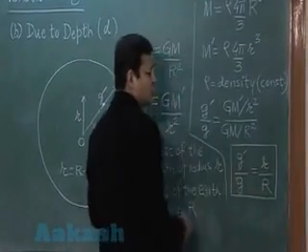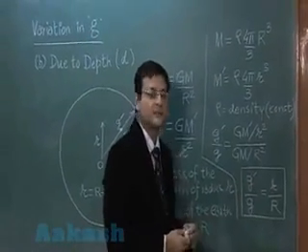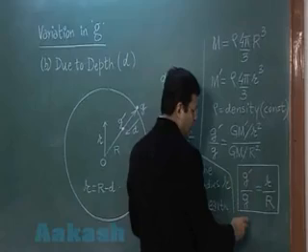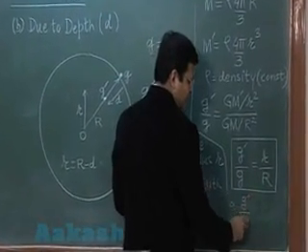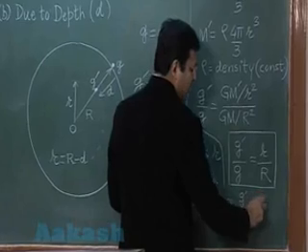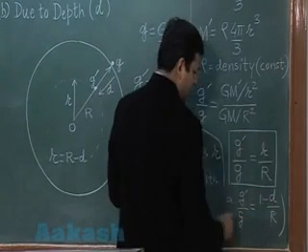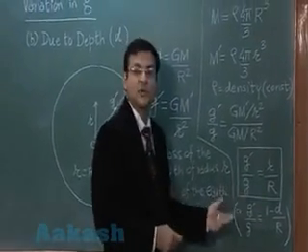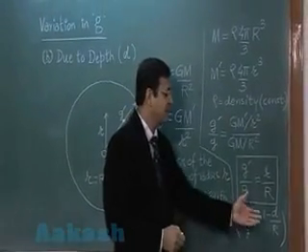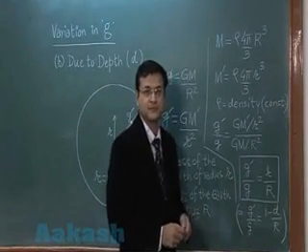In case you want to replace this small r as capital R minus d, then you can also write g dash by g as 1 minus small d by capital R. This is another way of writing the things. Here there is no special case. Whatever may be the depth d, you will find that acceleration due to gravity has same expression.